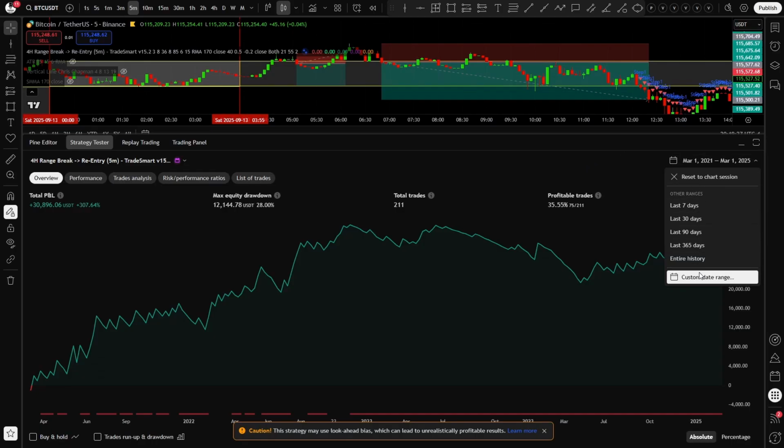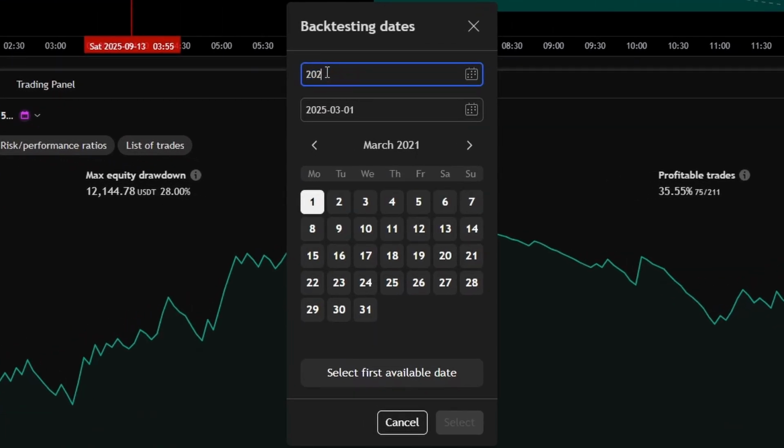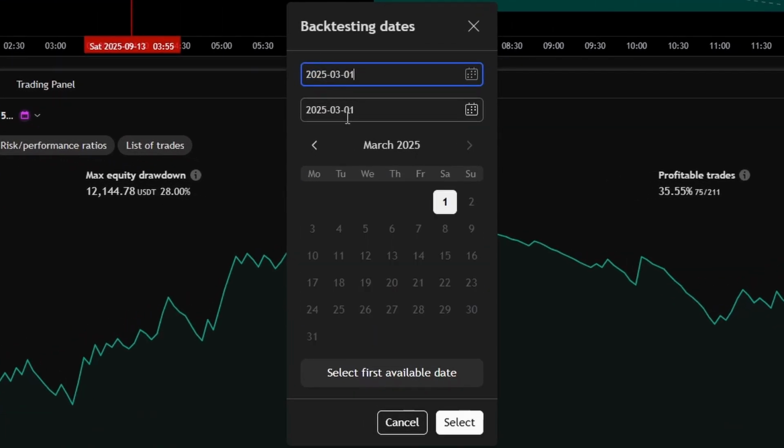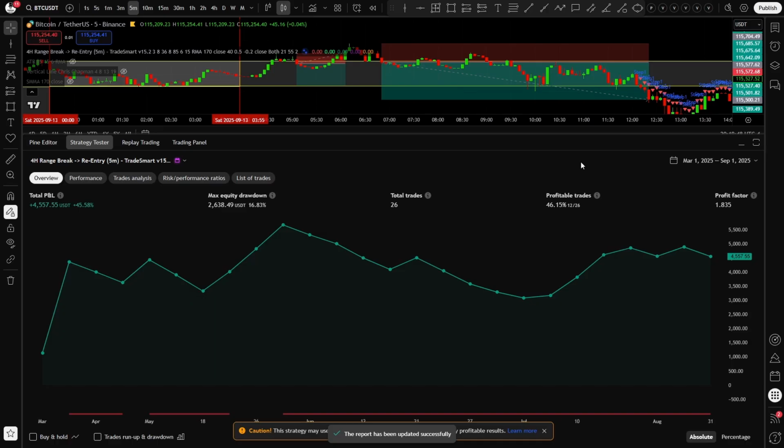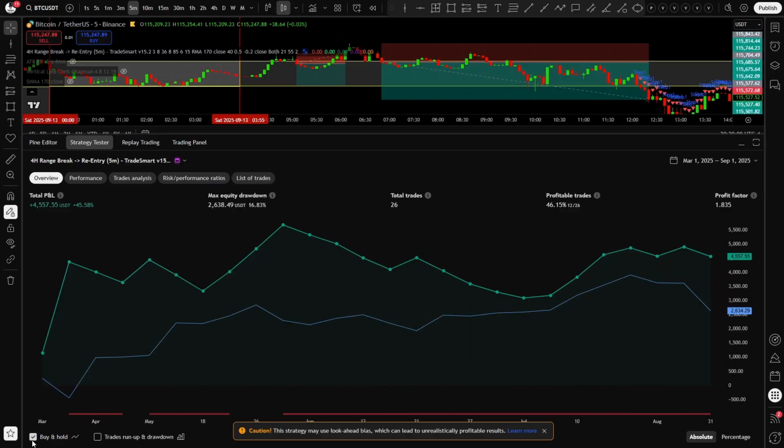So now let me set the start date to 2025, the 1st of March, and the end date to 2025, 1st of September. So this is a 6-month time interval, and as you can see, it's still profitable, which is good, but the equity curve is pretty much stagnating at this point. Compared to the buy and hold, it still outperforms Bitcoin, and as you can see, Bitcoin is also stagnating in this range, so probably that's why it doesn't perform that well.